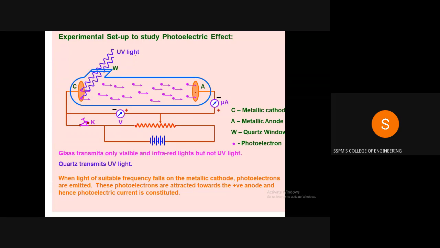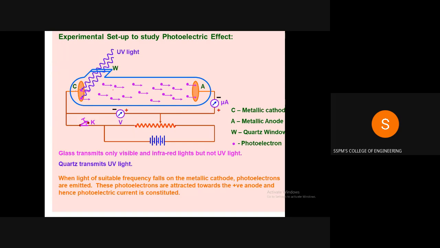Here the anode is given a positive potential, and the cathode is made of a particular element. In the presence of photons, these photons interact with the cathode surface and ejection of electrons takes place. They accelerate towards the anode, and the photoelectric current is produced.